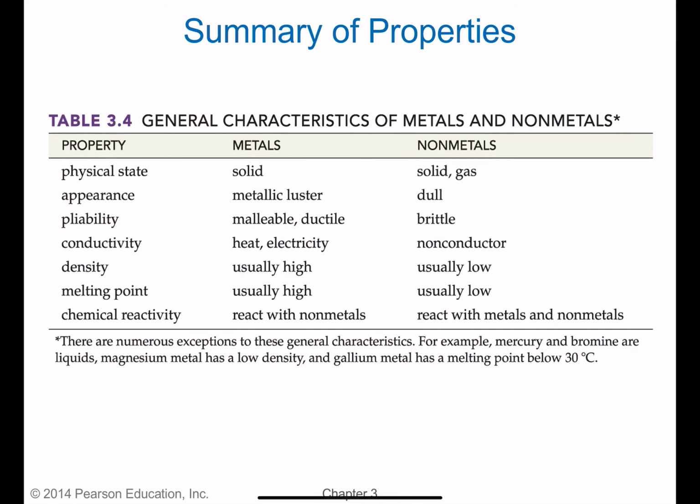So then next thing, just a summary of properties. Make sure you're familiar with the differences. One important difference: metals are usually shiny, non-metals are not. There are no metals that are gas. Non-metals, there's a handful of them that are gas.